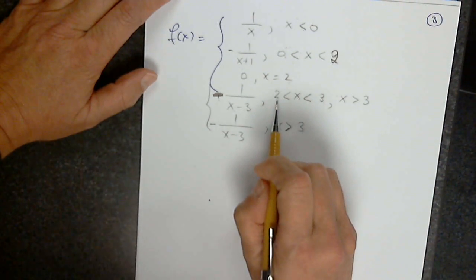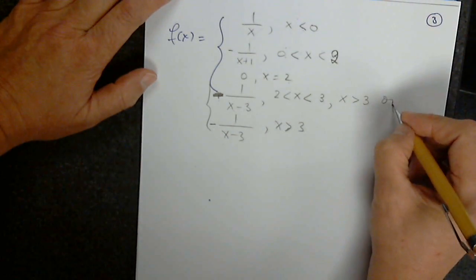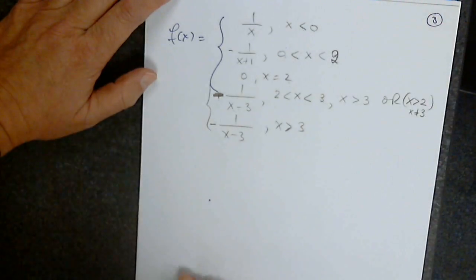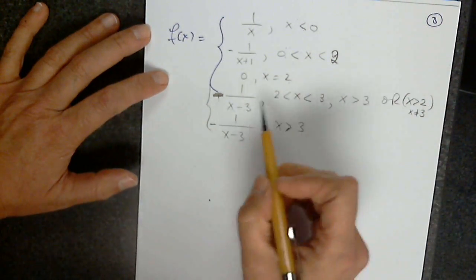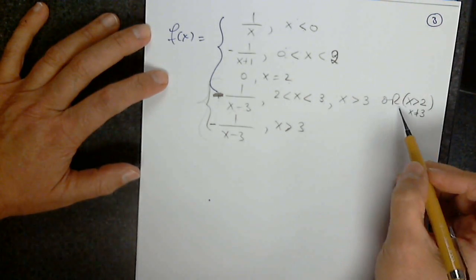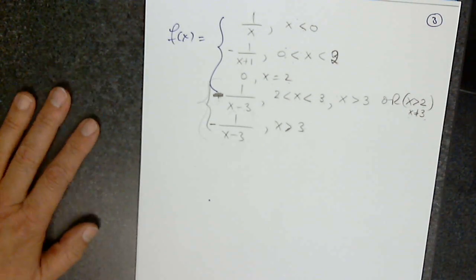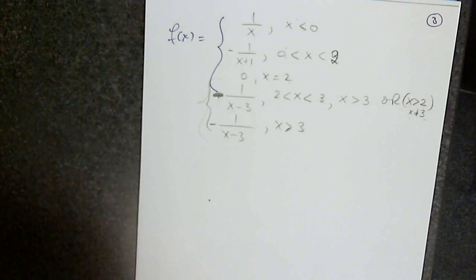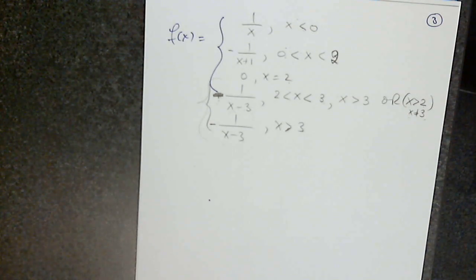Or I can say x greater than 2, with x not equal to 3. Instead of writing all this as 2 branches, I can condense this into 1: negative 1 over x minus 3 when x is greater than 2 but not 3. I can play with it and come up with other situations as well. Is this clear? This is not the only option. You can come up with something else as well.